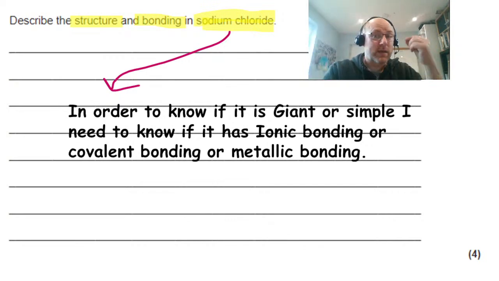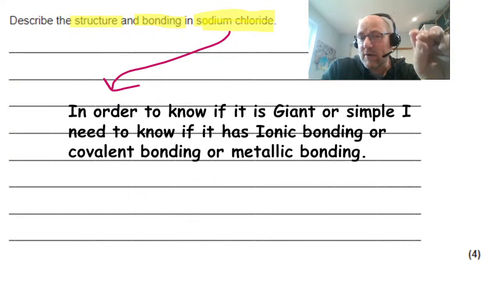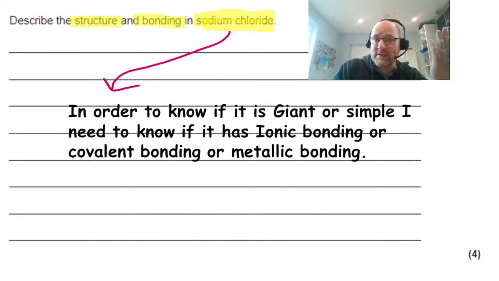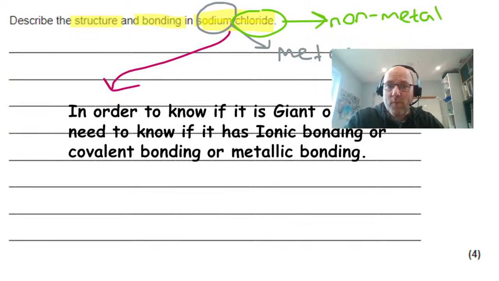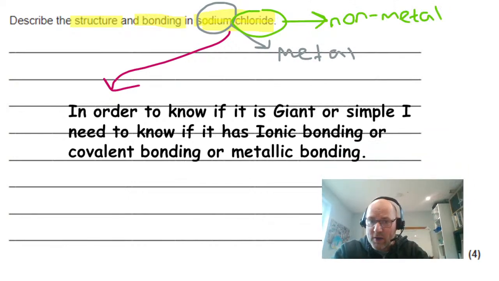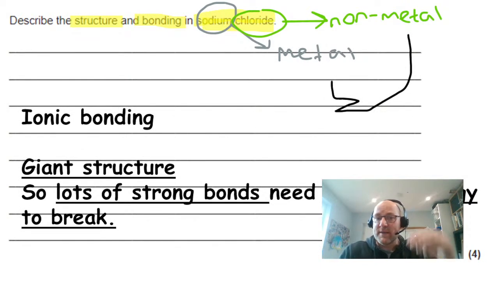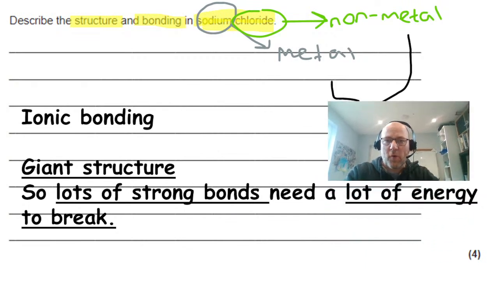What I can do here is then go to my, is it ionic? Is it covalent? Is it metallic? Well, sodium's a metal, chlorine's a non-metal. Metal, non-metal, it's ionic. Every single ionic has a giant structure. So we know it's a metal and a non-metal. That means it has ionic bonding. Anything with ionic bonding has a giant structure. So ionic bonding means it has a giant structure, lots of strong bonds, lots of energy needed to break. Woo woo! We've just smashed 4 marks.